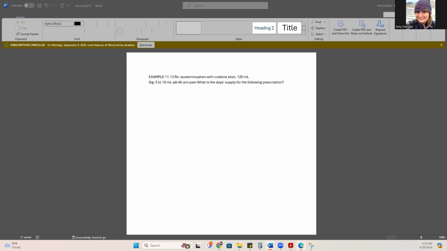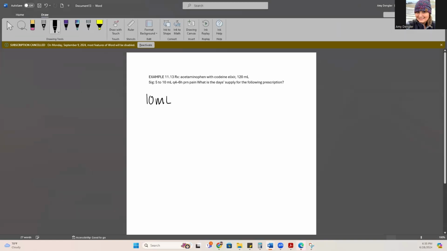So it says 5 to 10 ml. That means the patient can take 1 to 2 teaspoons, just depending on how they feel. We always have to assume that they're going to take the most amount. So we are going to assume that they're taking 10 ml. And then we have that they're taking it every 4 to 6 hours. So we're always going to assume that they're taking it every 4 hours when we have that, even though they can take it every 4 to 6 hours.